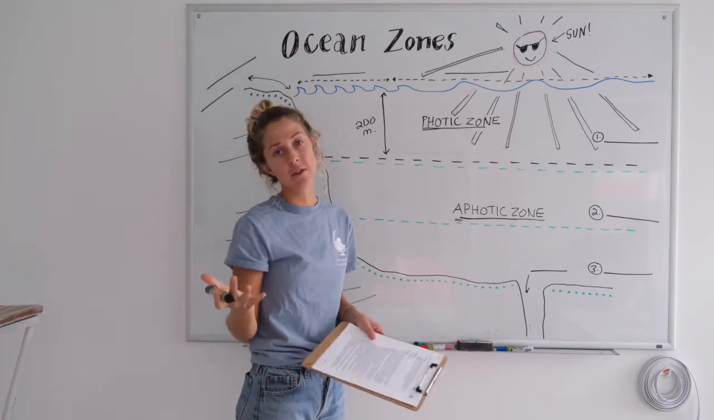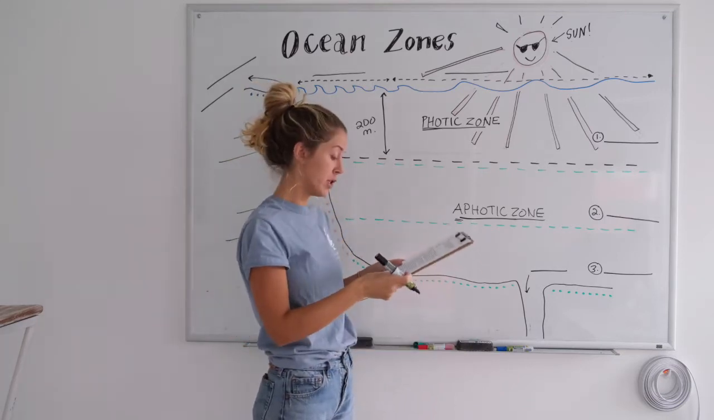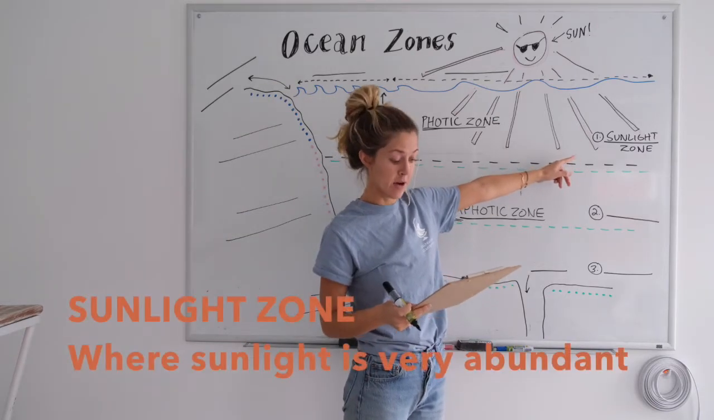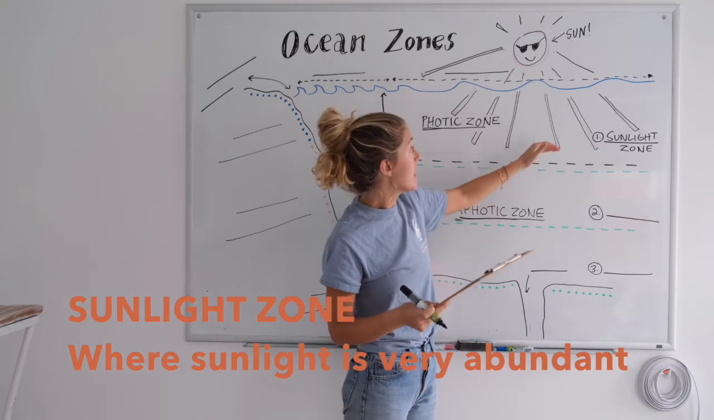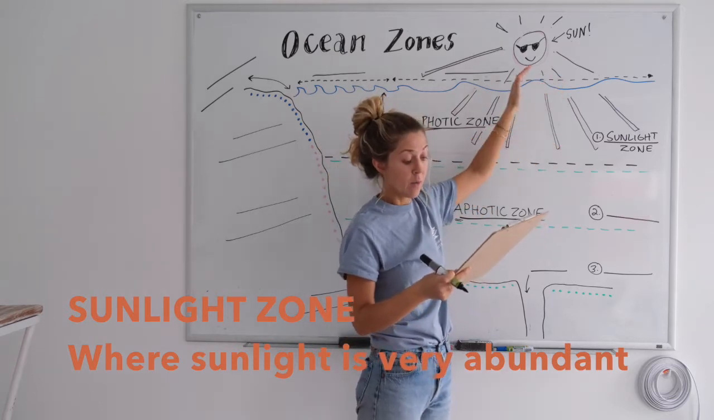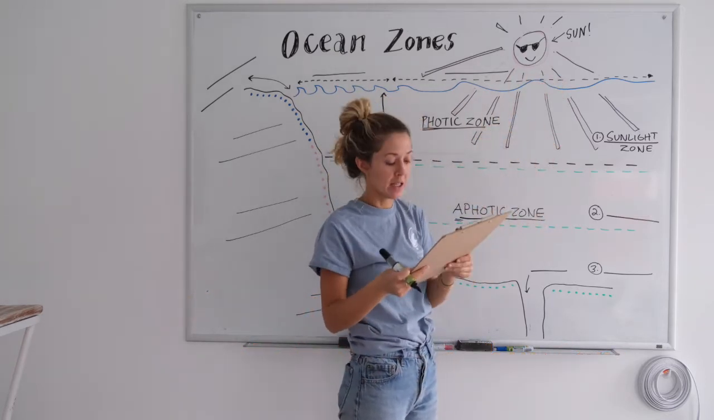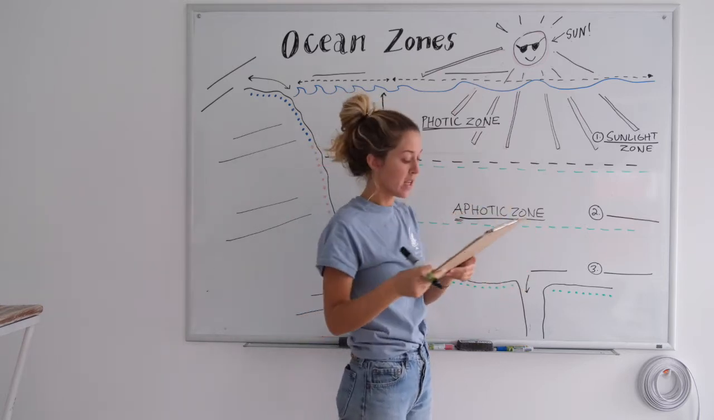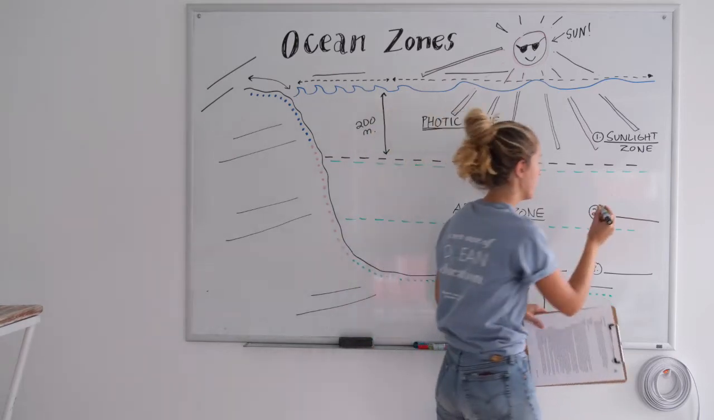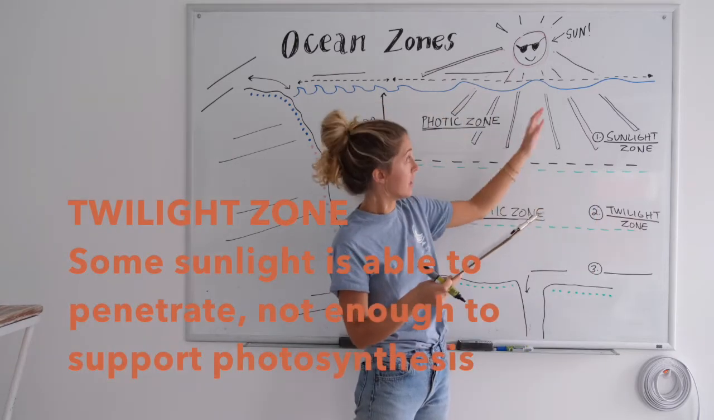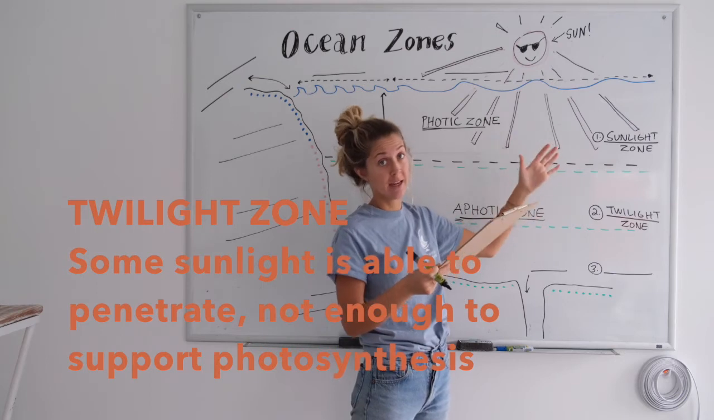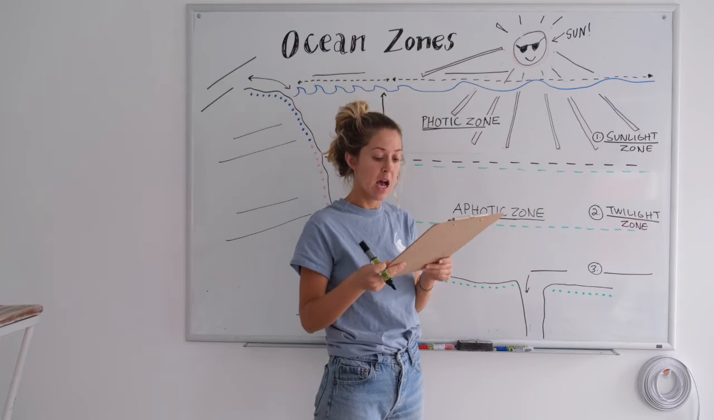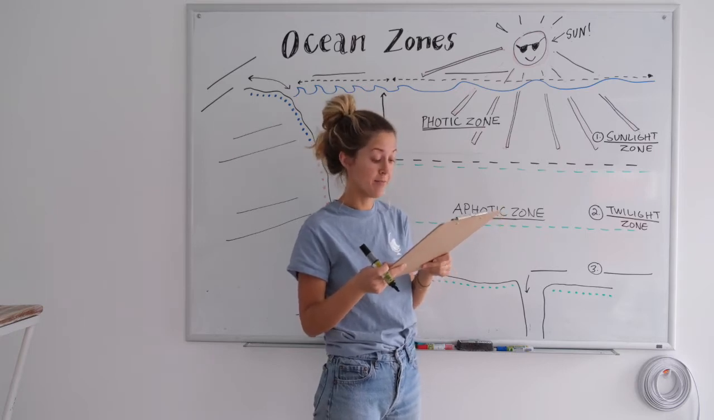There's lots of different names for these ones, but Saltwater Classroom likes to use these three zones. The first one is called the sunlight zone. This is the top layer closest to the surface, where sunlight is really abundant, meaning there's lots of sunlight. This is where most of the marine life lives. Second is the twilight zone. The twilight zone is the area where only a small amount of sunlight can penetrate. Most marine plants cannot live in this zone, but organisms have adapted to living here.